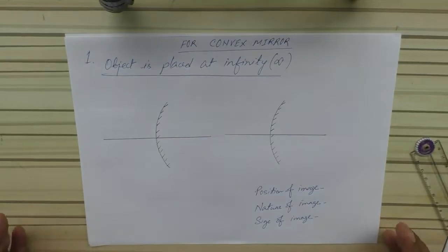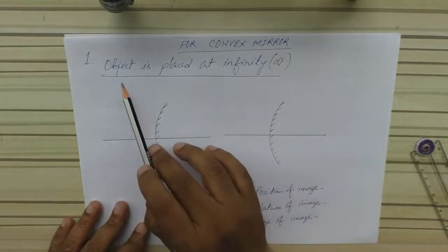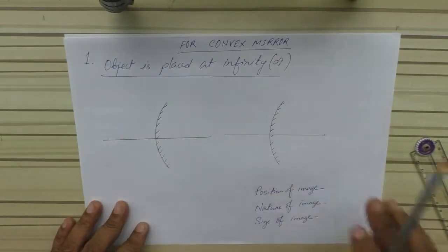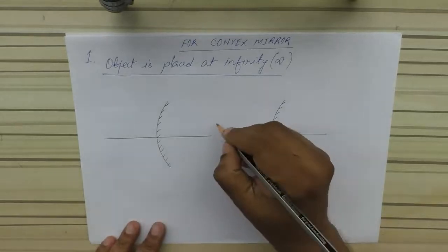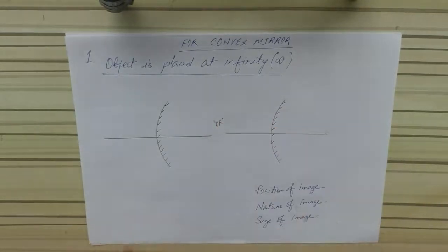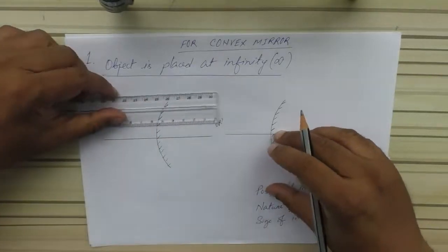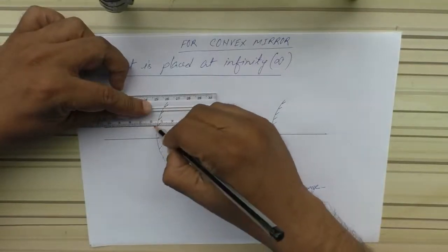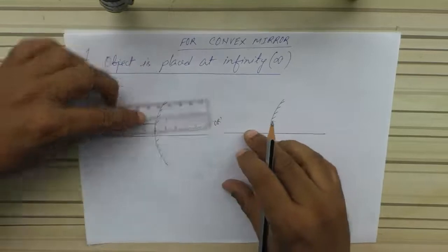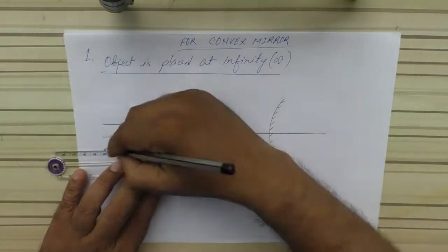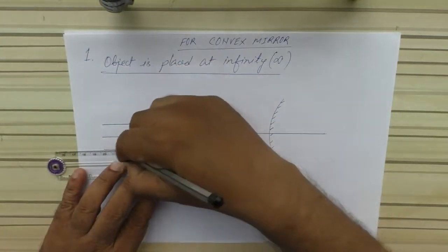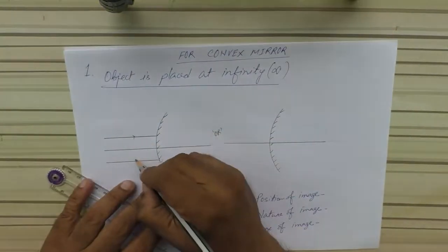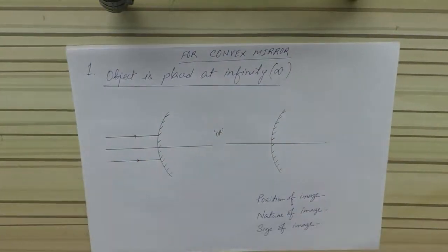Now we'll discuss ray diagrams showing the formation of image by convex mirror. In the first one, the object is placed at infinity. There are 2 ways of drawing this diagram, whichever you feel convenient, you can draw that. In the first one, I am considering the object is at infinity, so we can consider the incident light rays parallel to the principal axis.